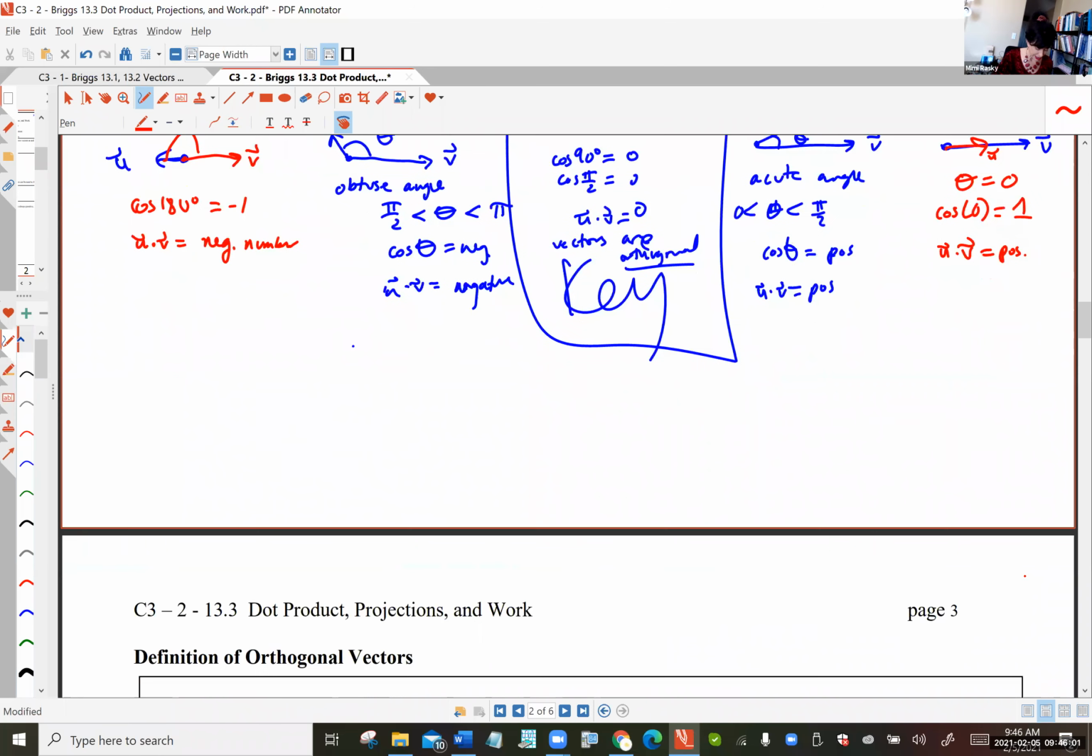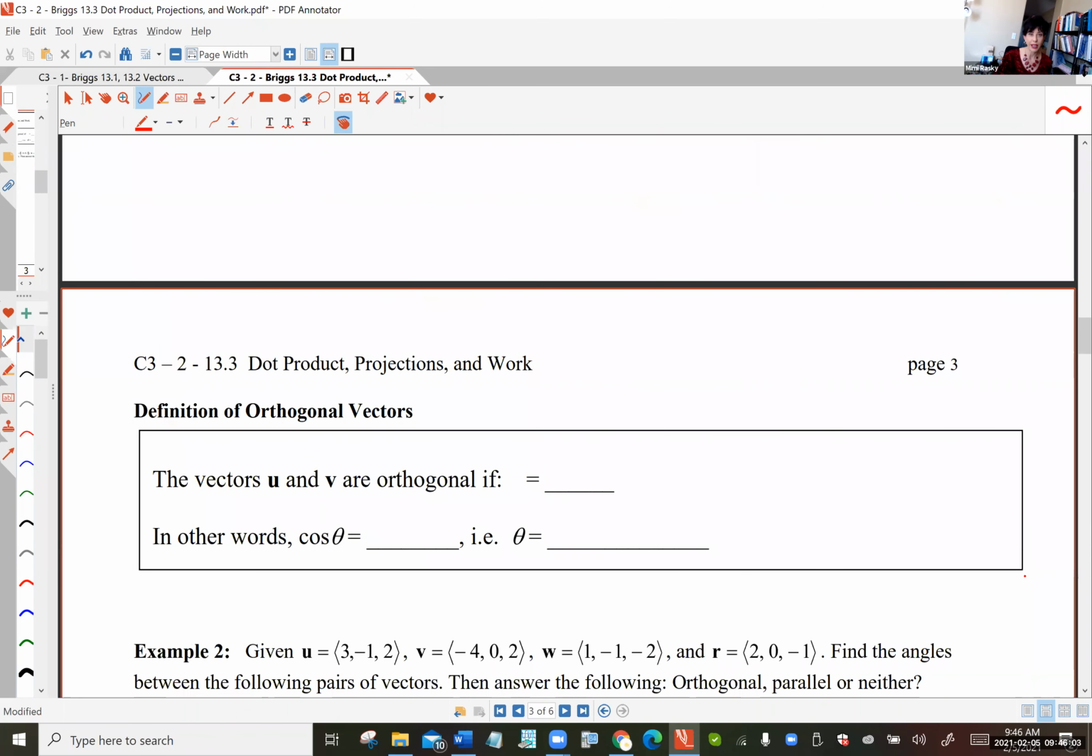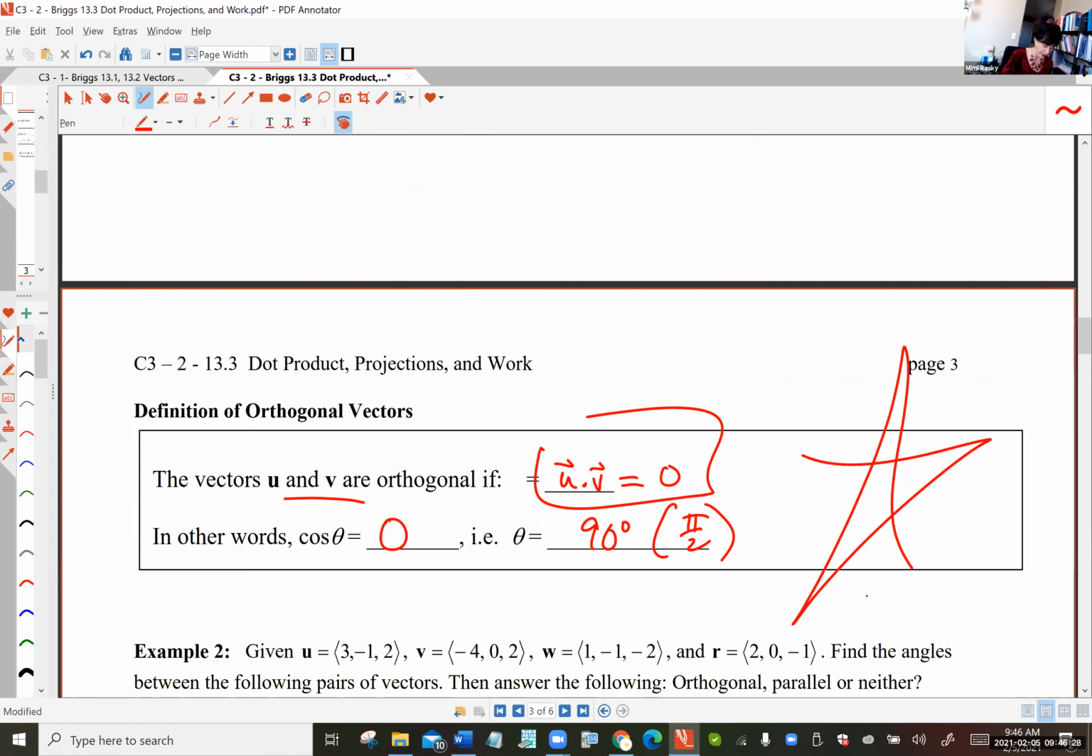And now let's do the definition of orthogonal. I kind of already gave it to you, but let's do the official definition. Vectors U and V are orthogonal if U dot V is equal to what? 0, right there. In other words, cos theta is equal to 0 because theta is 90 degrees, pi halves radians. This is key right here. Key forever.